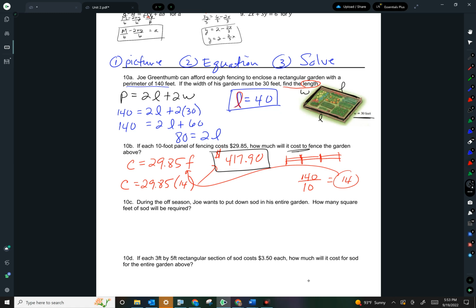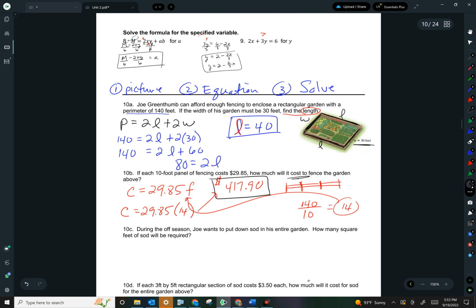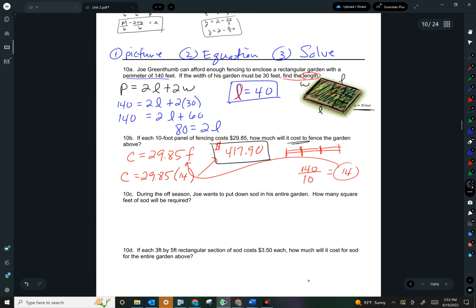It says, during the off season, Joe wants to put down sod in his entire garden. Okay, sod are little sections of grass, right? How many square feet of sod will be required? So when you put down sod in your garden, it's kind of like you have one section of grass, and then you put down another section of grass and another section of grass. And so basically, when you put down sod, when you're planting grass, you're trying to cover the entire area of the garden. So we're not talking perimeter anymore, we're talking about area.